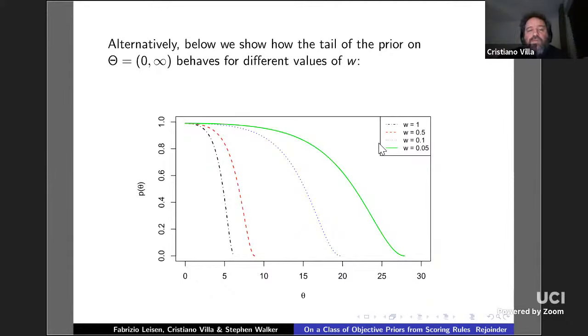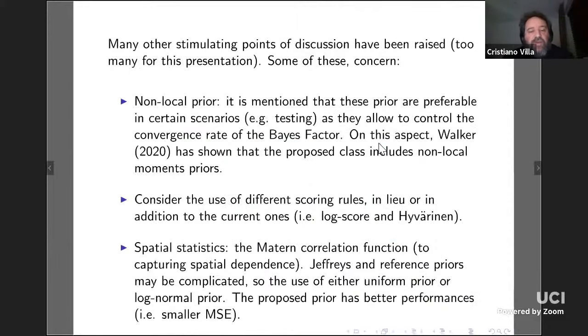Fabrizio has already shown something similar in the bounded parameter space minus m plus m, where by choosing a particular W, he was able to have different tails in the prior, and here is what we have on a different parameter space of 0 plus infinity. So yes, the recommendation that we give in the paper tends to give priors with light tails, but these issues can be addressed.